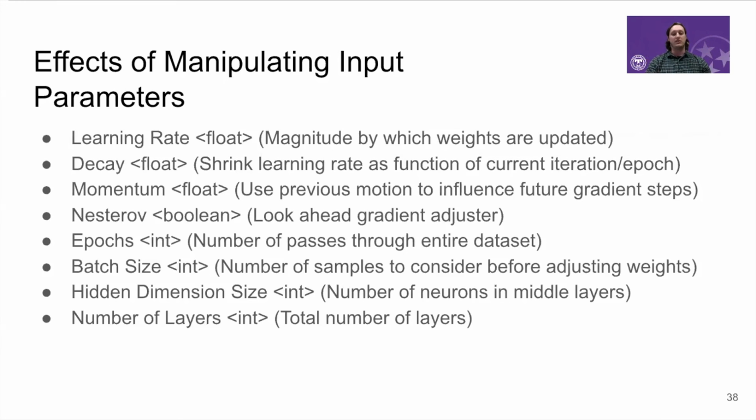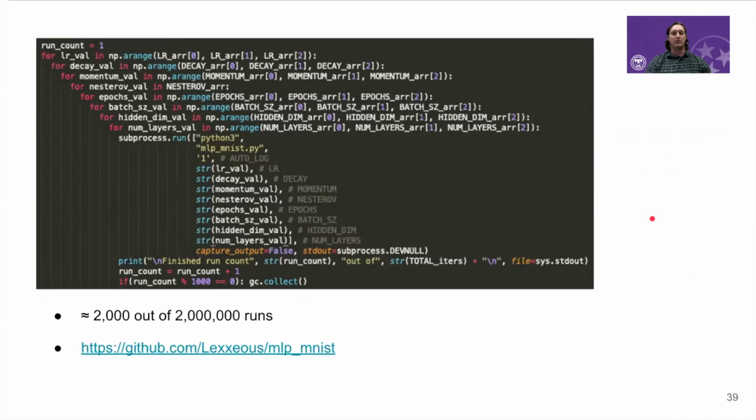And both the hidden dimension size and number of layers will directly affect the parameters, the weights that are available for your model. So the meat of this particular project that I set up was I used 7 for loops, right, and ran a subprocess on this MLP MNIST.py sort of single run. And I was looping through 10 ranges of values for each one of these. And so ultimately that was gonna run our model 2 million times.